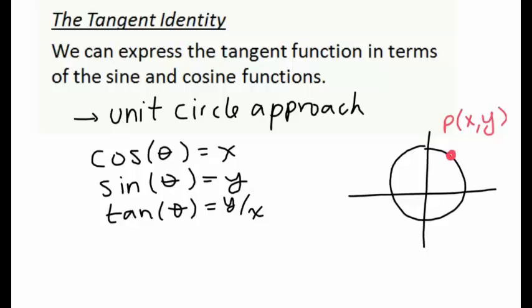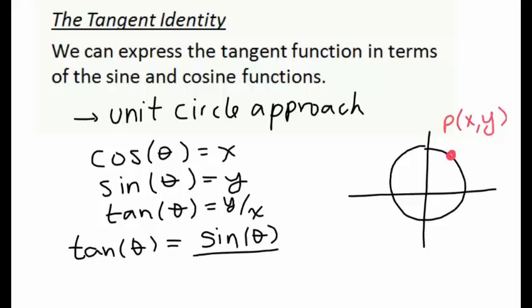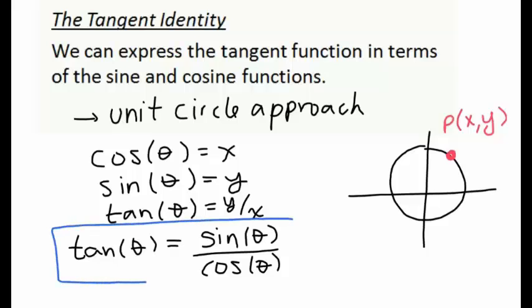So you can see here that we could say that tan of theta, which is equal to y over x, is equal to sine theta over cosine of theta. So this is what I mean by the tangent identity. We can express tan in terms of sine and cosine in this special way.